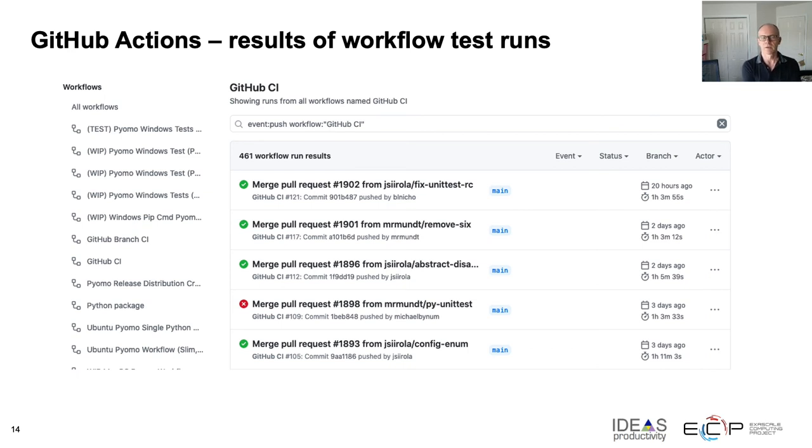Again, GitHub in this case provides an indication on the user interface of the results of the integration workflow runs. So each time the tests are run, you get an entry in a table like this, and you can see it annotates those with various icons to indicate whether the tests were successful or whether they failed. And so this gives you immediate feedback on the success or otherwise of your tests.